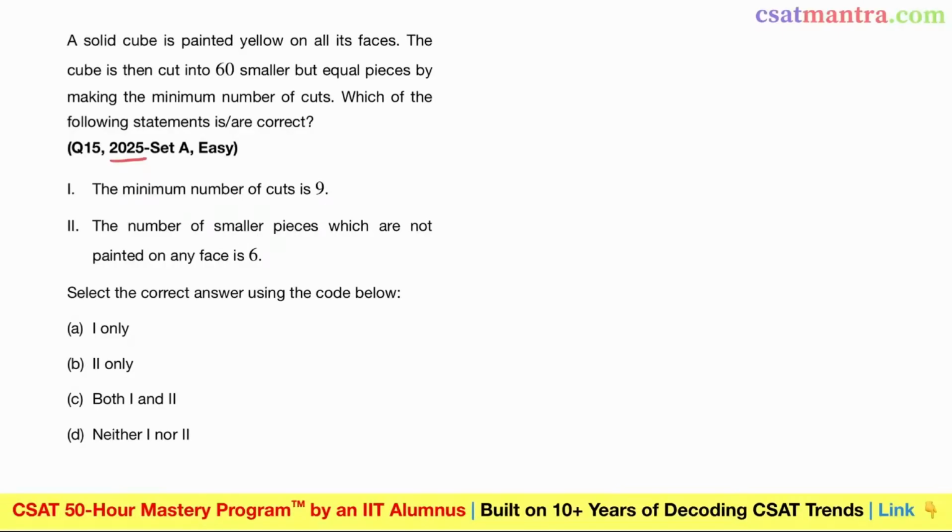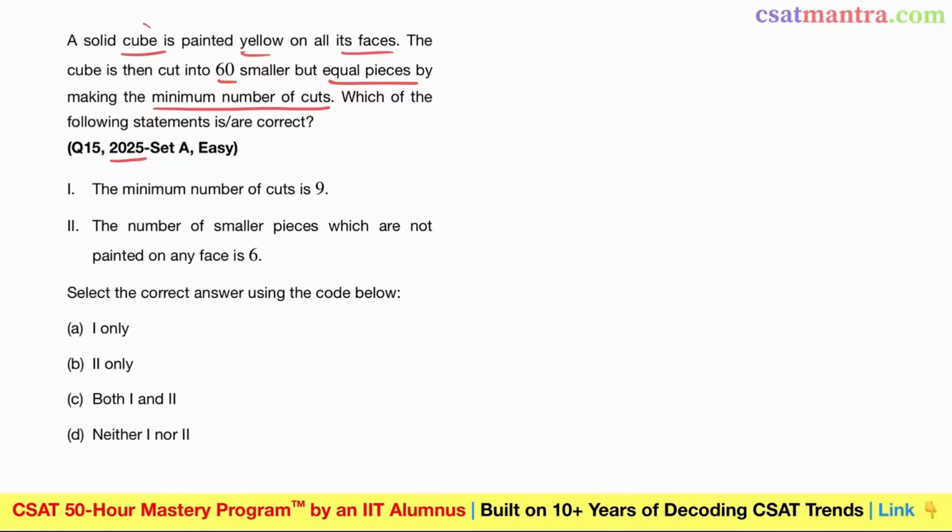Asked in 2025 based on mensuration. A solid cube is painted yellow on all its faces. The cube is then cut into 60 smaller but equal pieces by making the minimum number of cuts. Which of the following statements is correct?